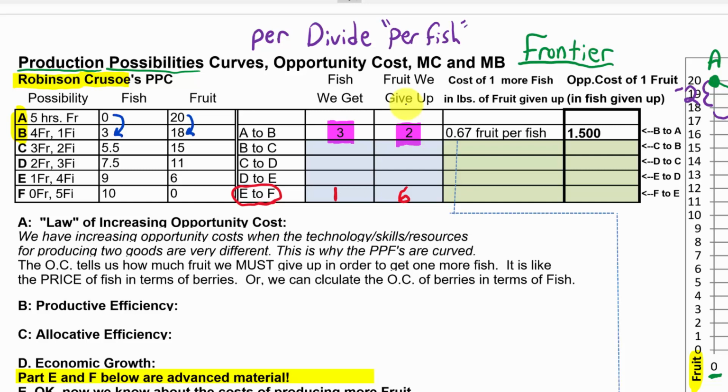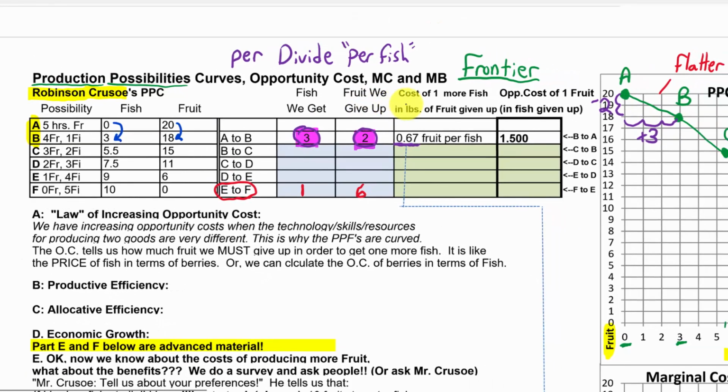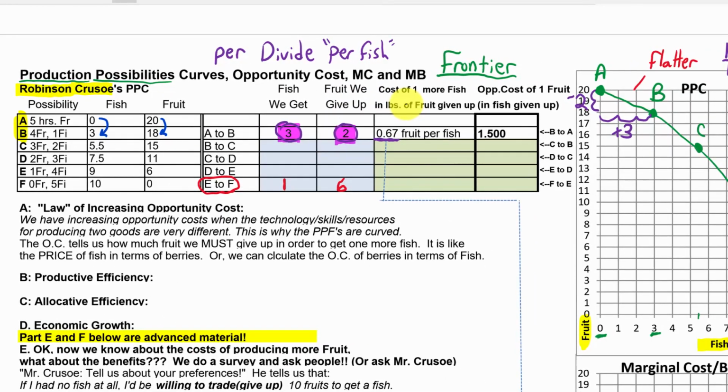Divide by fish. What would the answer be if I asked you, what's the opportunity cost? How many fruit are you giving up per fish? The answer is, take the 2, divide it by the fish, the 3, and the answer is 0.6666 or 0.67 fruit per fish. It's that slope that we just got over here, the minus 2/3, right?